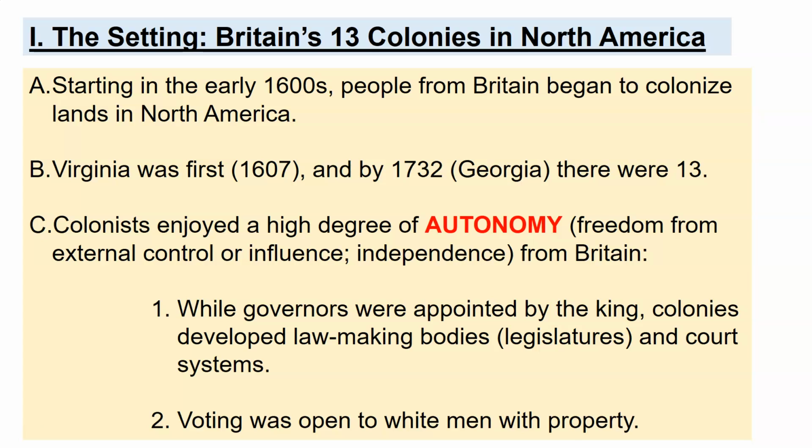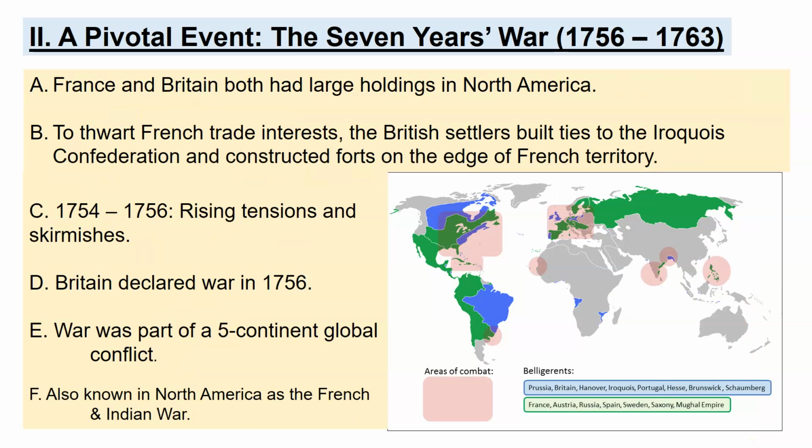The governors of each of the colonies were appointed by the king, but the colonies had their own legislatures. For example, Virginia had the House of Burgesses, and they had their own court system. So there was a lot of independence there, and voting was pretty much wide open as long as you were a white man and had property.